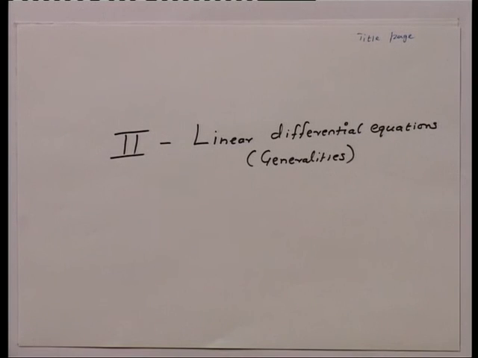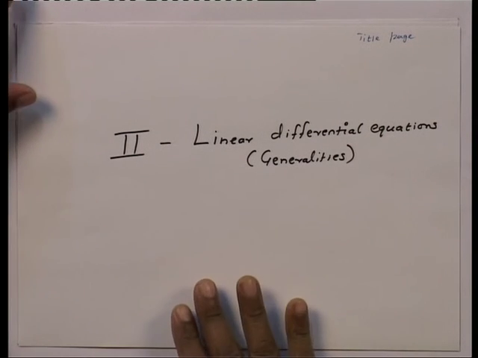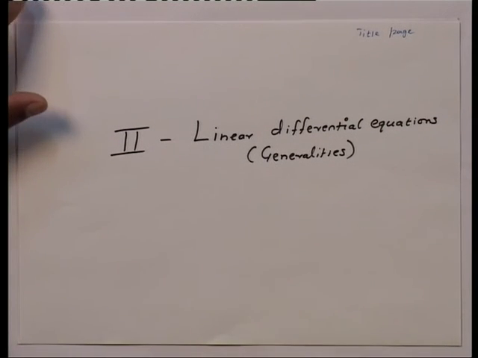So, today I will start the second chapter. The second chapter is linear differential equations. We will discuss in this chapter generalities, some general properties of linear equations whose coefficients can be functions of x, they are not constant coefficient equations. The theory of constant coefficient equations we will take up in the next chapter. These are general things that hold for all linear differential equations.